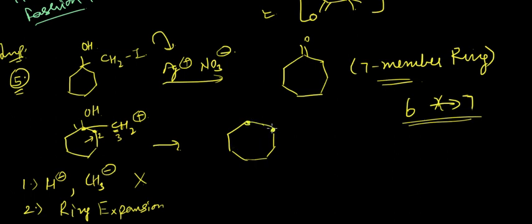1 2 3 4 5 6 and 7. So if we number these carbon atoms, we'll get something like 2 3 and first we will have a positive charge and CH3 attached here. OH attached here. Okay, and now it will convert into this group.